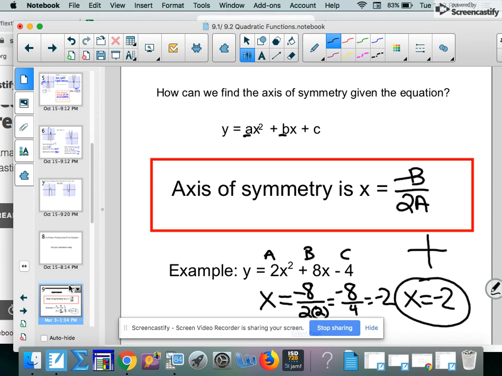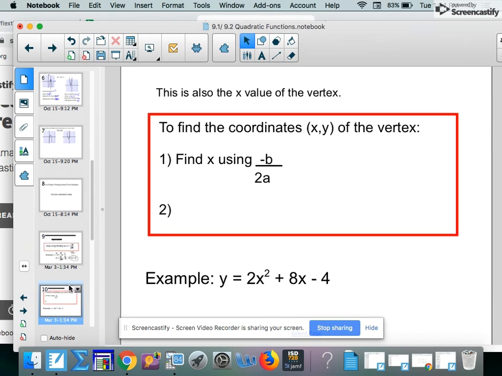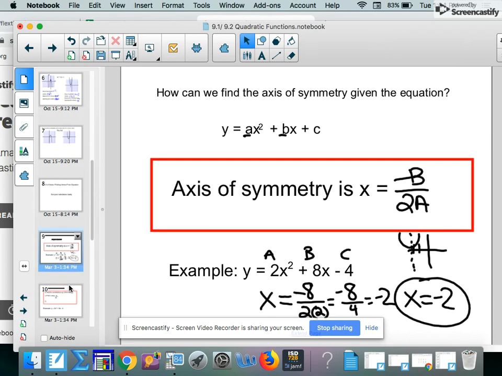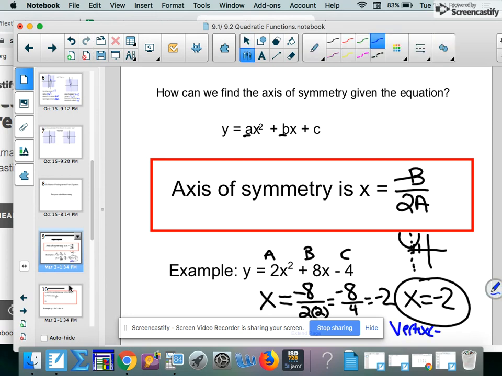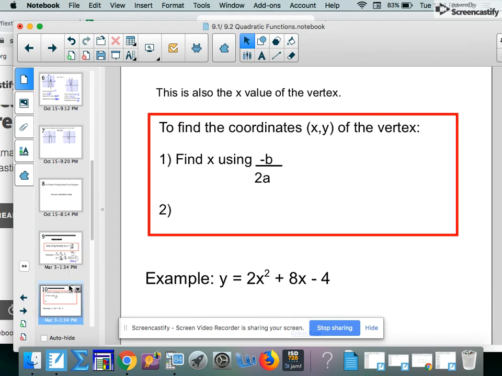So if I were to graph this, I know my axis of symmetry over there. I also know that it would be flipping up, so it'd be something like this, but that's more tomorrow stuff. So in order to find the vertex, remember the vertex is always on the axis of symmetry. So if x equals -2 is my axis of symmetry, my vertex has to have -2 as an x. How do I find y? We plug it in. So to find the coordinates x, y of the vertex, your first step is find x using -b over 2a. That's the same as your axis of symmetry.